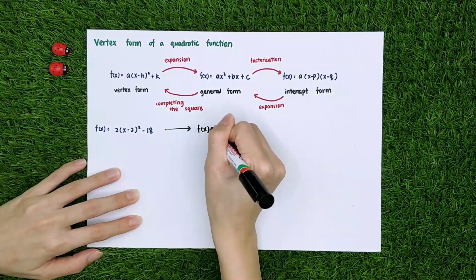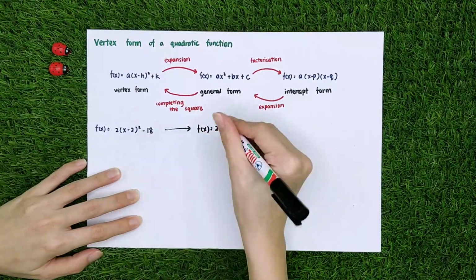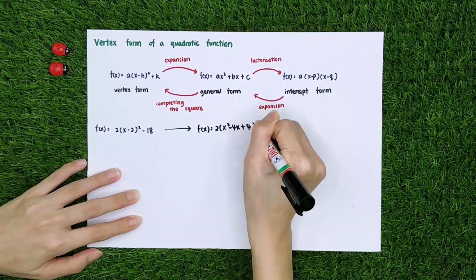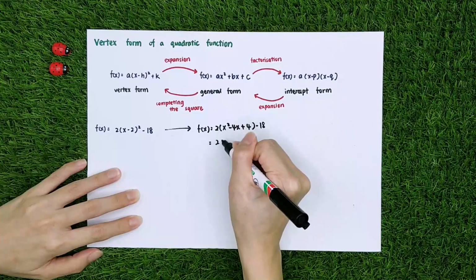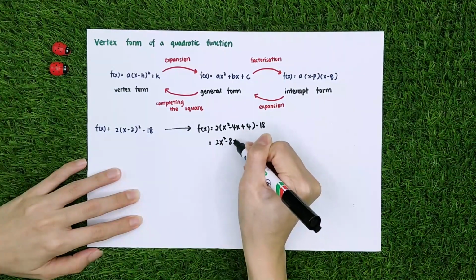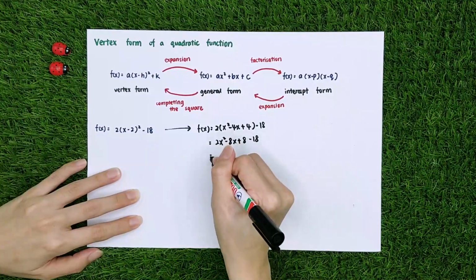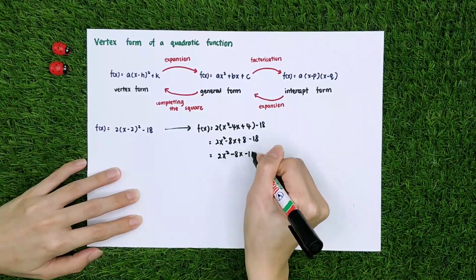f(x) = 2(x - 2)². I will expand it to become 2(x² - 4x + 4) - 18. Then I will multiply inside to become 2x² - 8x + 8 - 18. And I can get my final answer, which is 2x² - 8x - 10.